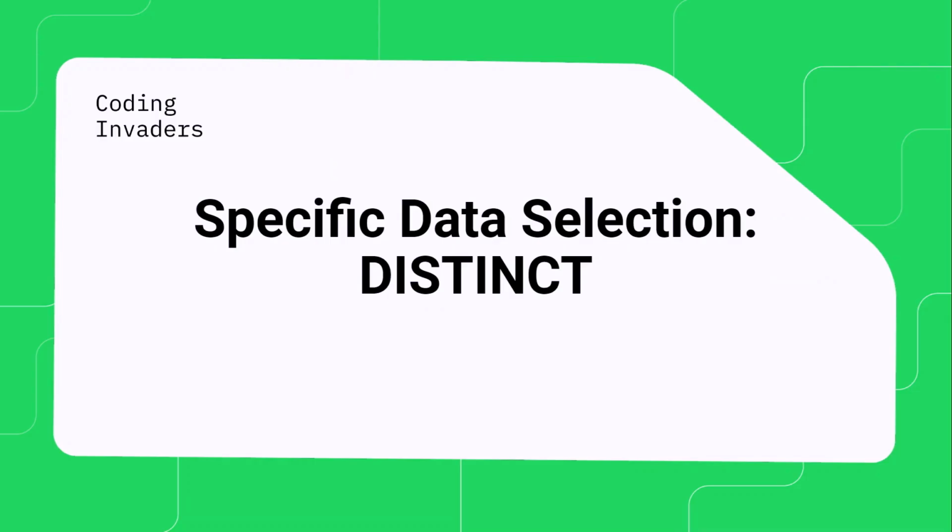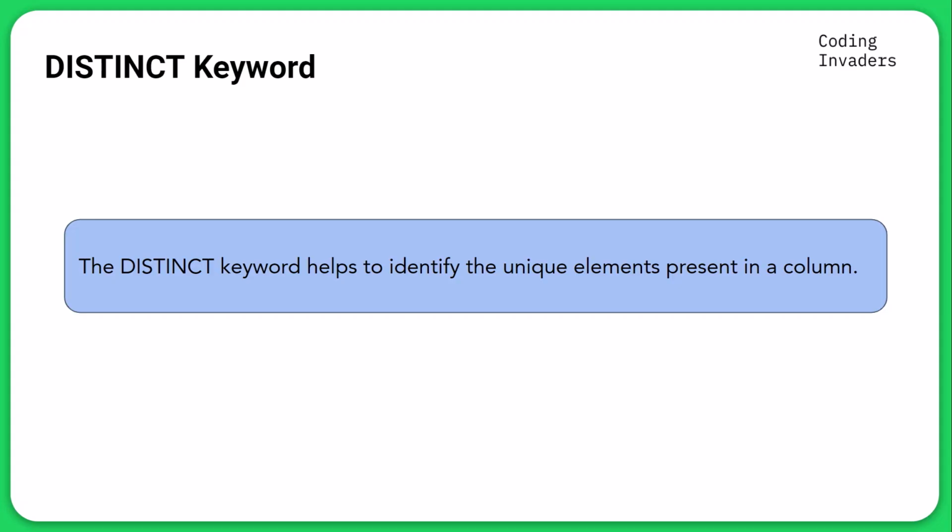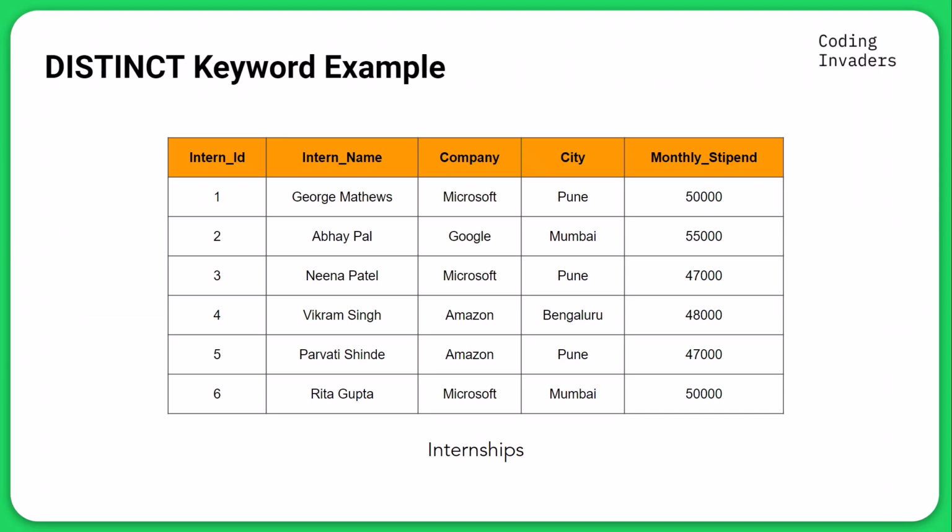In this lesson, we will learn specific data selection using the DISTINCT keyword. Distinct helps to identify the unique elements present in a column. Keep in mind that the more columns you add in distinct, the more cardinality you will have. Let's take a new example.